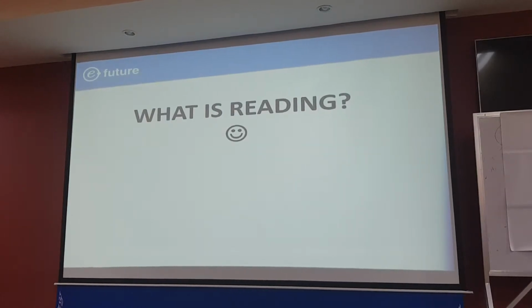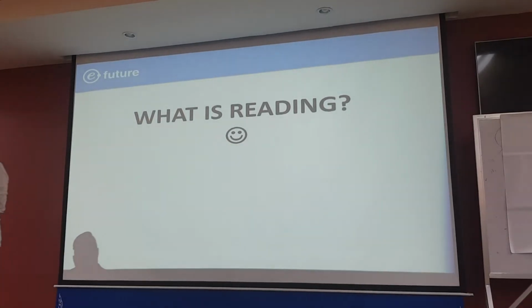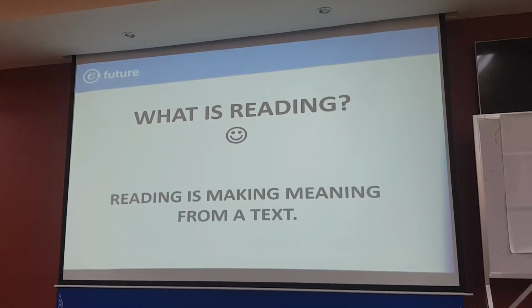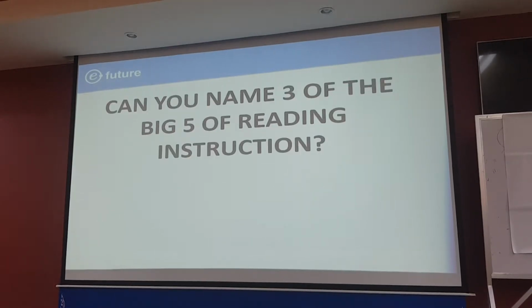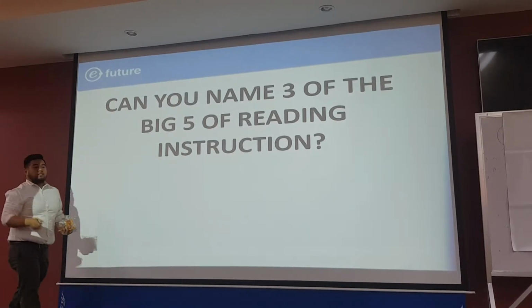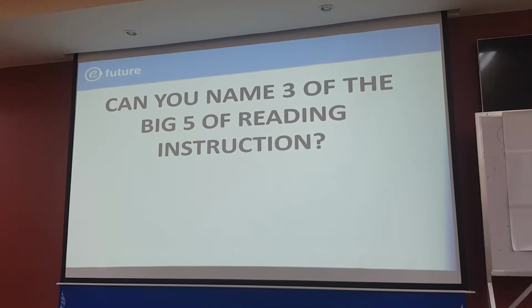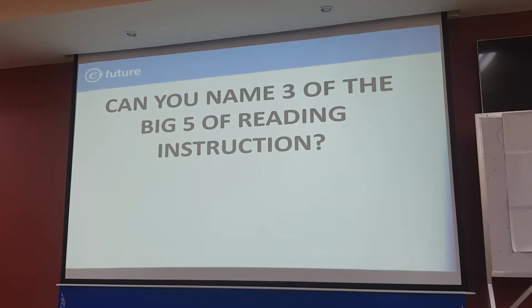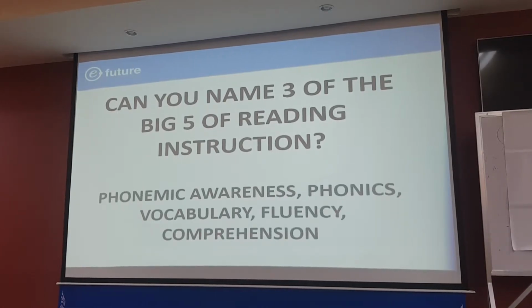First one, who remembers? What is reading? Here in the front. Very good. Making meaning from text. Very good. Next one. Can you name three of the big five? Yes, phonemic awareness. Phonics. Vocabulary. Fluency. And reading comprehension.